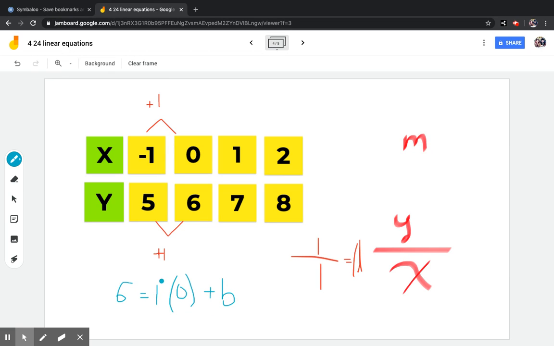All right, so nice and easy. What is 1 times 0? That is 0. So 6 equals 0 plus b. Now that's a positive 0. I mean, 0 is 0, so it doesn't really matter. So I'm going to subtract 0 from both sides, or it cancels itself out. And so now I have 6 equals b.